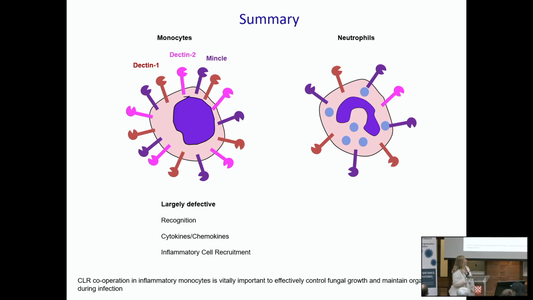And so then you get overgrowth of the fungi. And then eventually, because it's not cleared at the start, you actually get a huge influx of inflammatory cells and get a major immunopathology role.